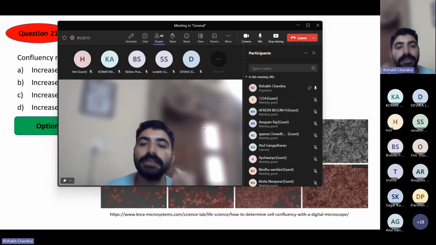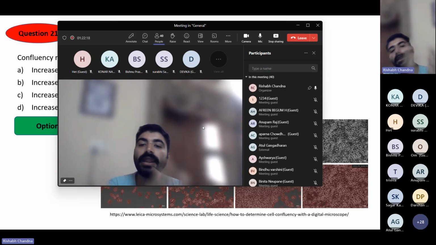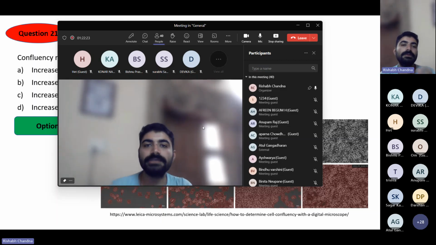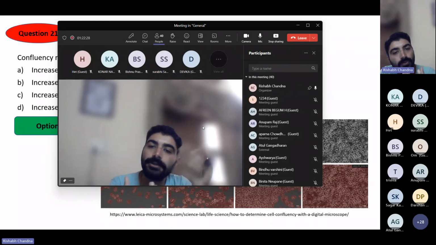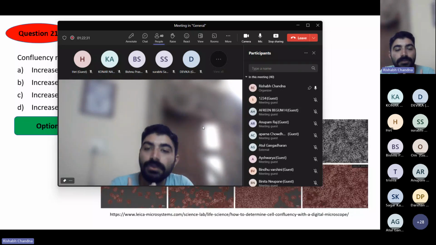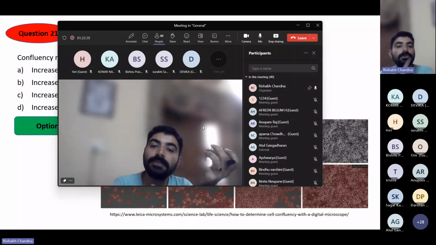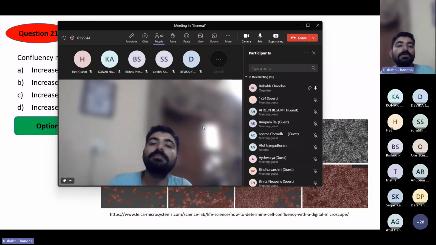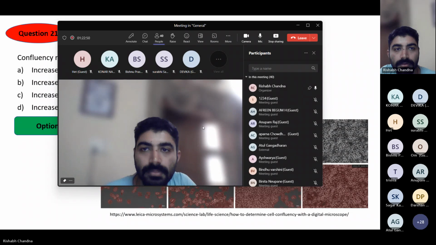Okay, so terminally differentiated means that they will not be able to get back to the original stem cell type of structure. For example, neurons you are talking about. Neurons are dedicated to neuronal functions like passing on the signal or producing neurotransmitter, so they will not be able to go back to their original state. That's why they are terminally differentiated.